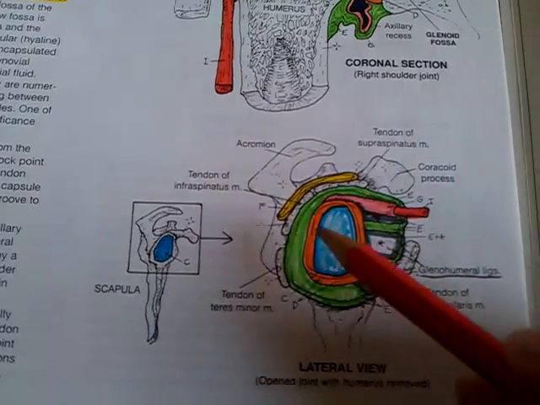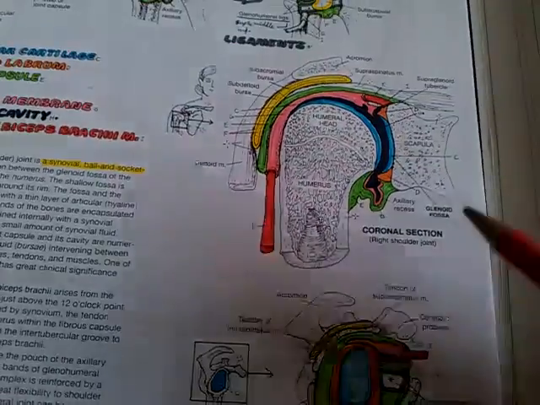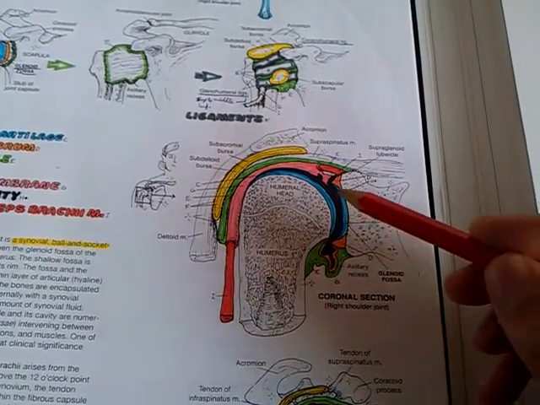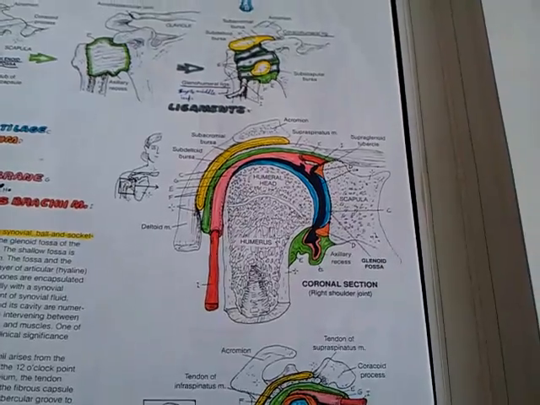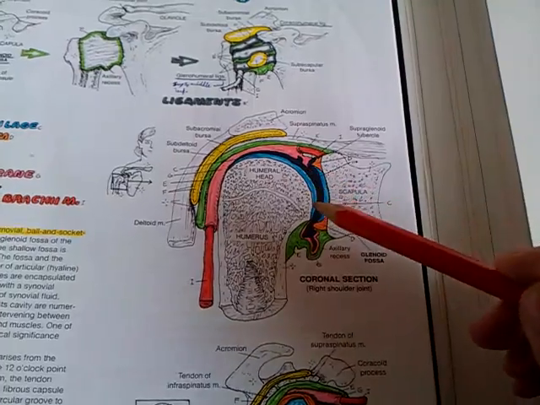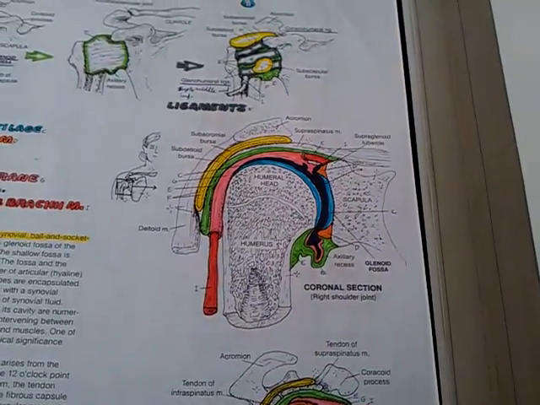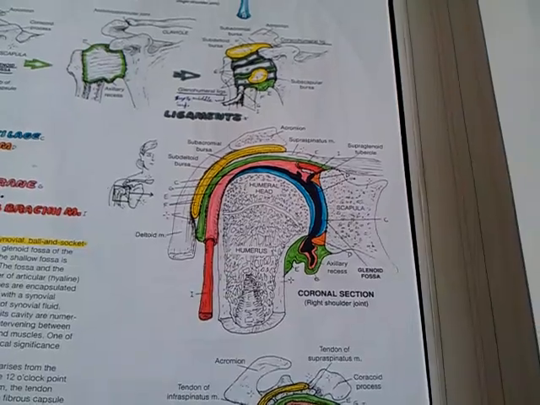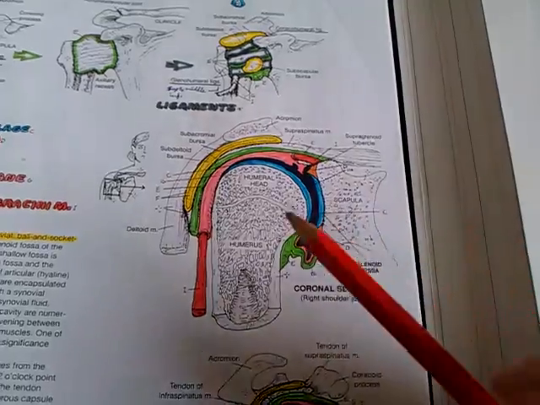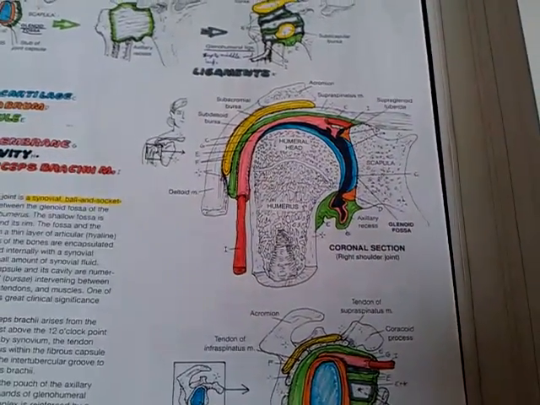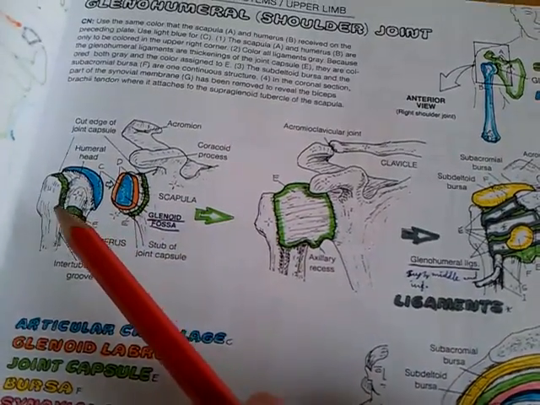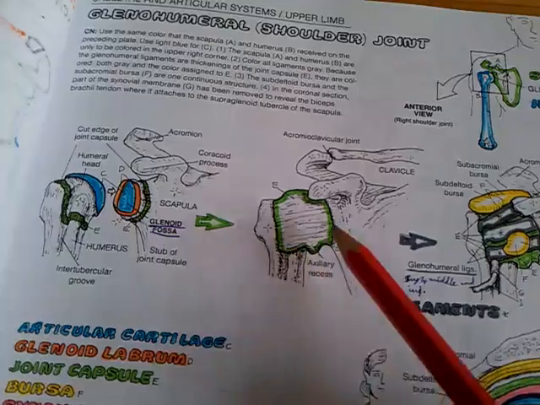This orange is glenoid labrum, as you can see here. This would be glenoid fossa. And then the other is the articular surface of head of humerus. The articular capsule is attached to the edges of glenoid cavity and anatomical neck of humerus. Here's the joint capsule.